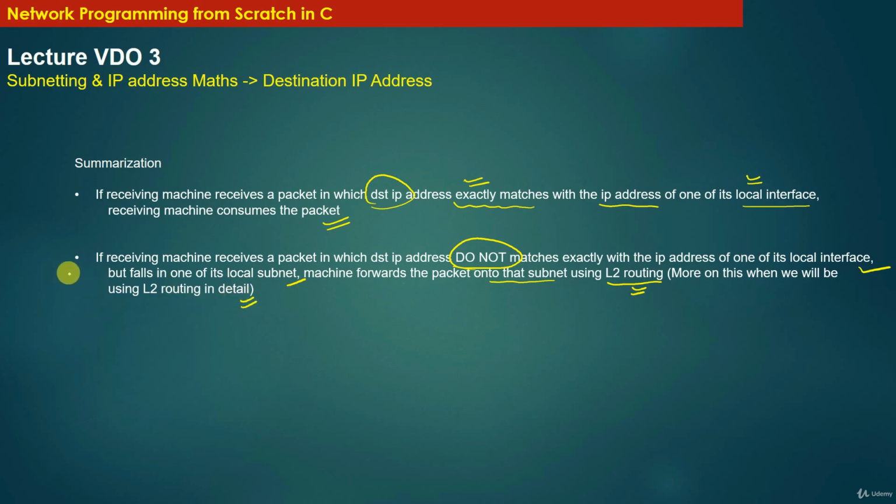So you understood this point: whenever a packet is received such that the destination IP address specified in the packet does not match exactly with the IP address of any of its local interfaces, it means that the packet is not destined to that machine, but to one of the machines present in the local subnet of this machine. So in this case, the machine forwards the packet onto that subnet using L2 routing.